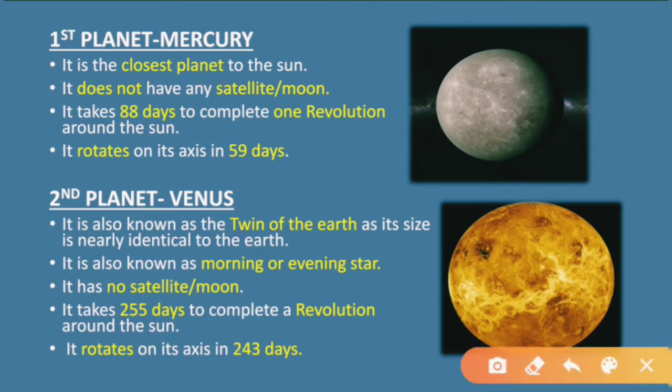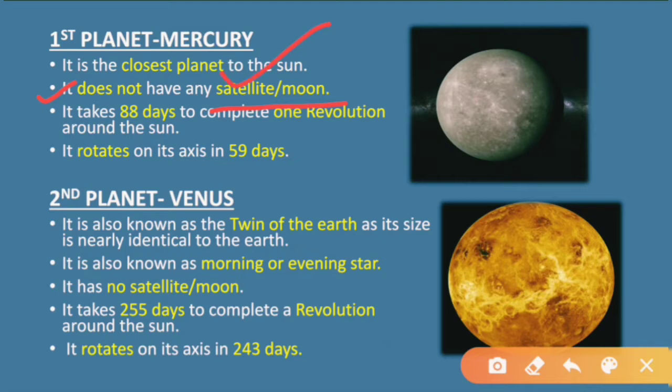Now coming to the next point, that is, it does not have any satellite or moon. Mercury does not have any satellite or moon of its own. See, students, not every planet, but some planets have their own satellites or moon. Some planets have satellites and some planets do not have satellites.